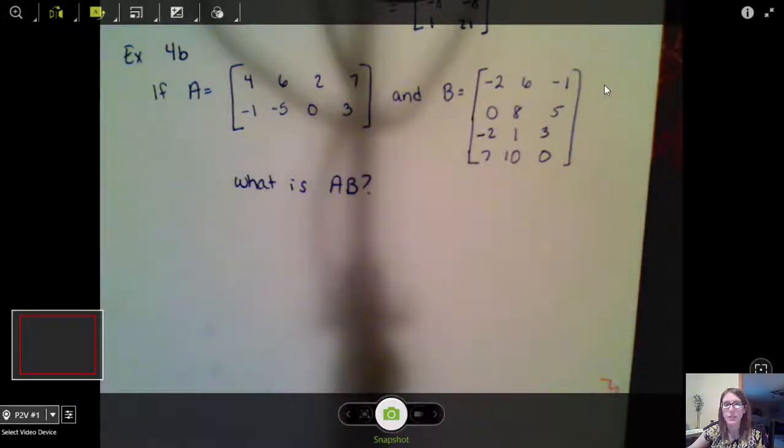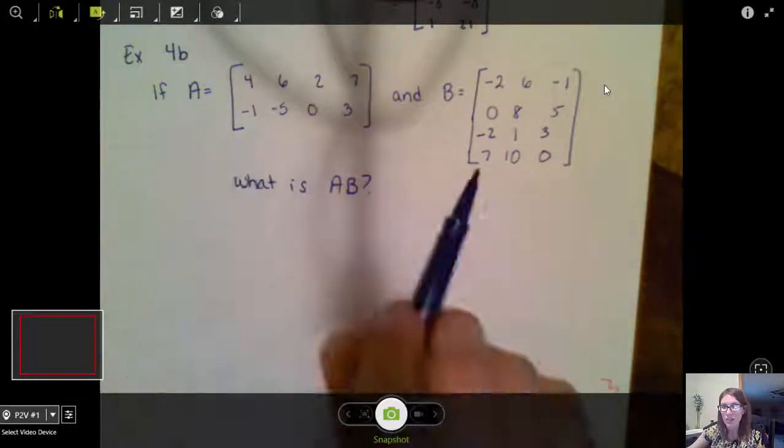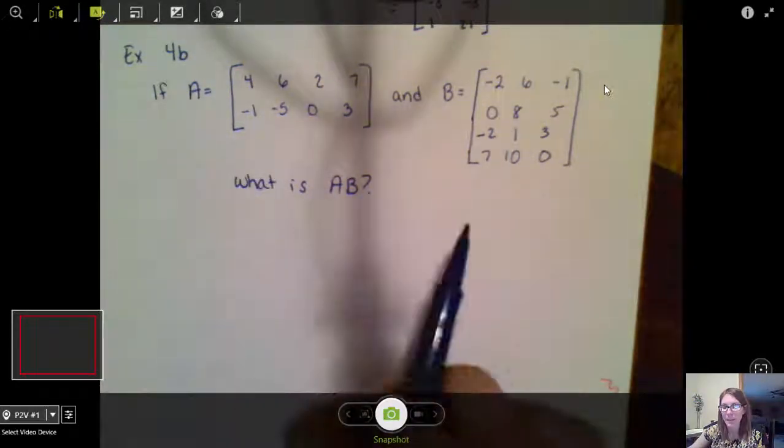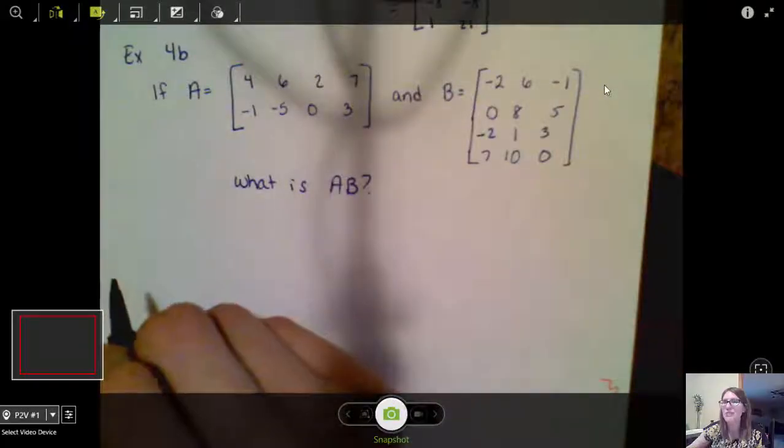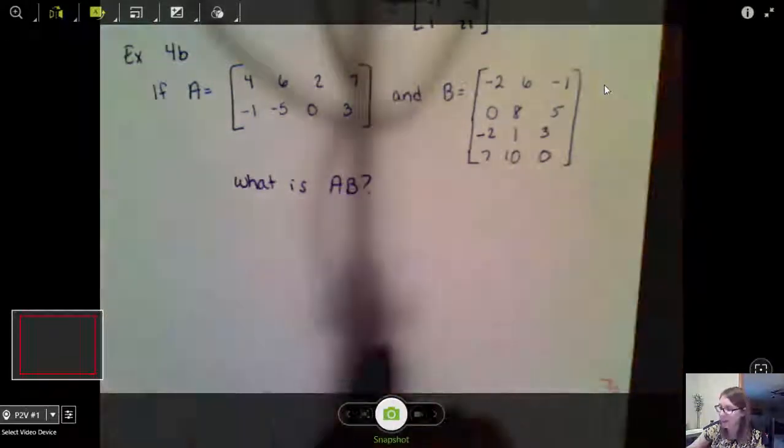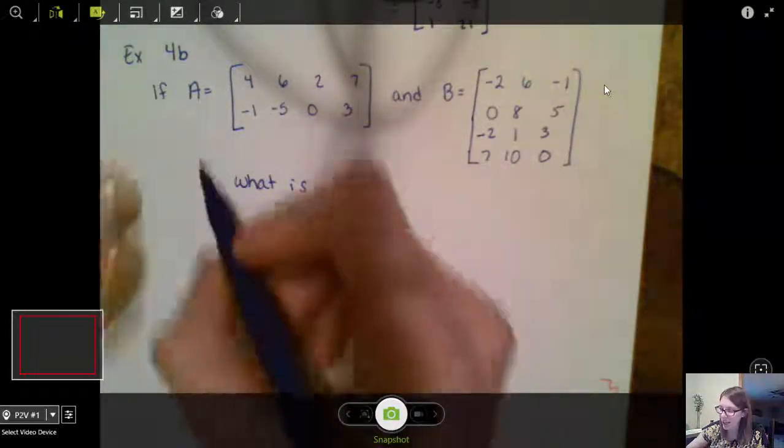My next example of matrix multiplication, my two matrices are quite a bit bigger than my last example. I have matrix A here and matrix B. What is A times B? Well, first of all, let's double check, make sure we actually can multiply these matrices, which hopefully since you're asked to, you can, but don't take it for granted.